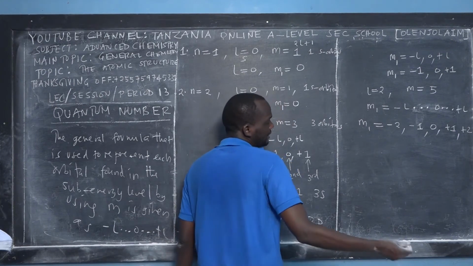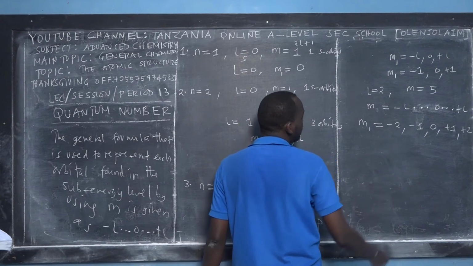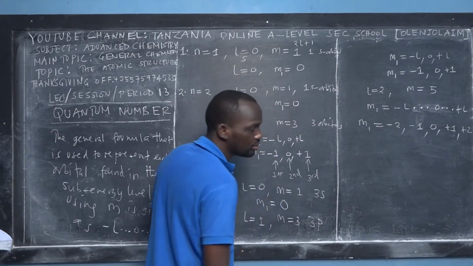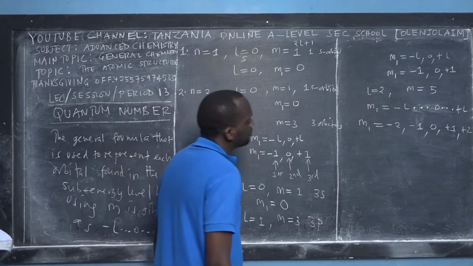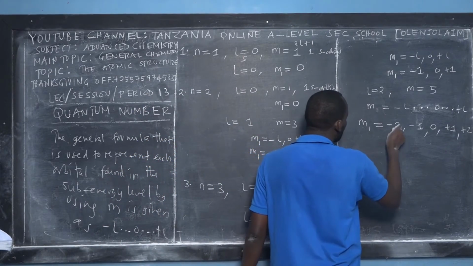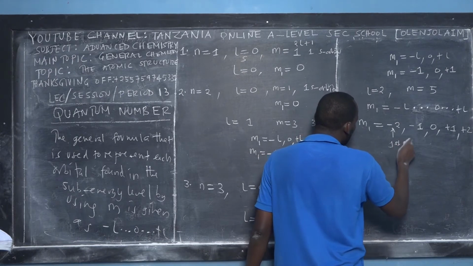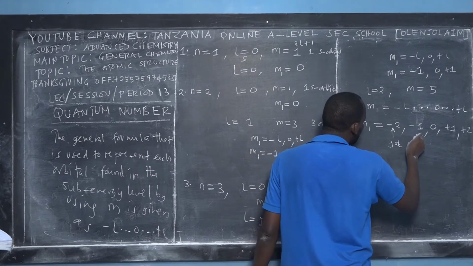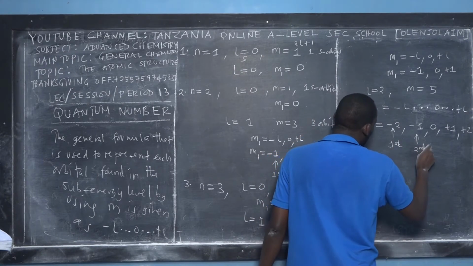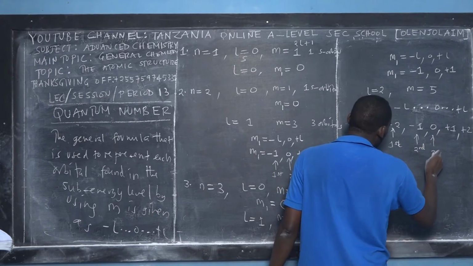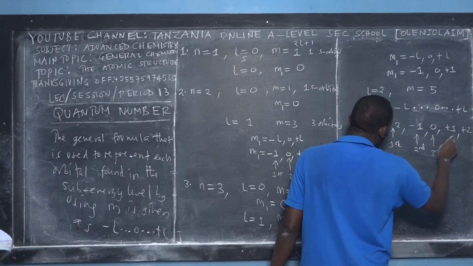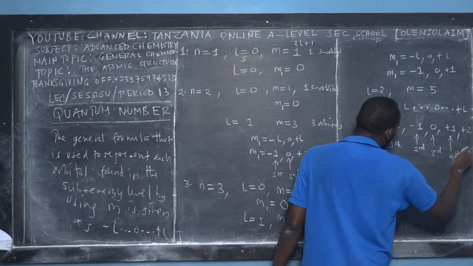So that's the case. It means that this is what we call the d orbital. So this is the first orbital. This is the second orbital. Those are the values. This is the third orbital. This is the fourth orbital. This is the fifth orbital.